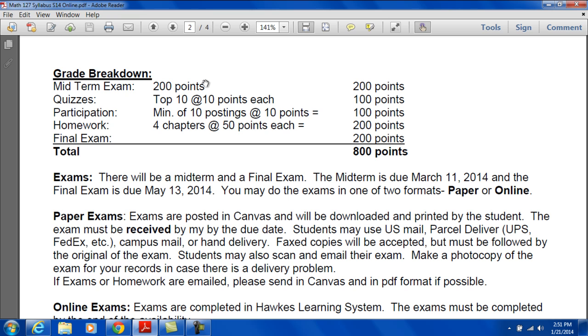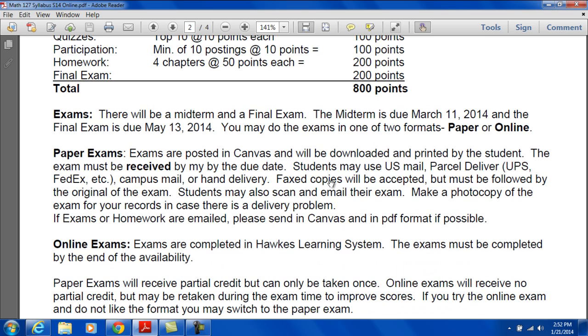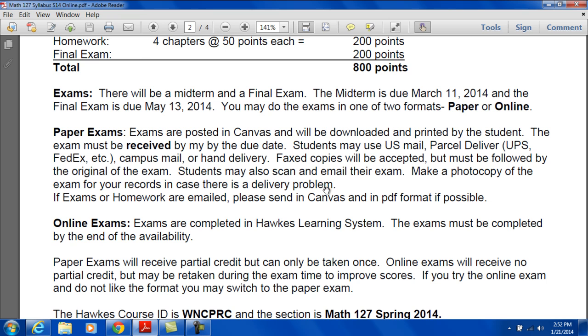So we're going to have a midterm, 200 points. We'll have 10 quizzes, the top 10 quizzes. We'll have actually 11, but the top 10 quizzes, 10 points each for 100 points. Participation, the minimum of 10 postings at 10 points each for 100 points. You could do more than 10 postings, but you need 10 substantive postings. And homework, 4 chapters at 50 points each for 200 points, and a final exam at 200 points for a total of 800 points. There'll be a midterm and a final exam.